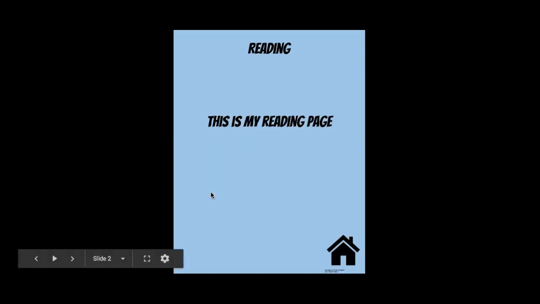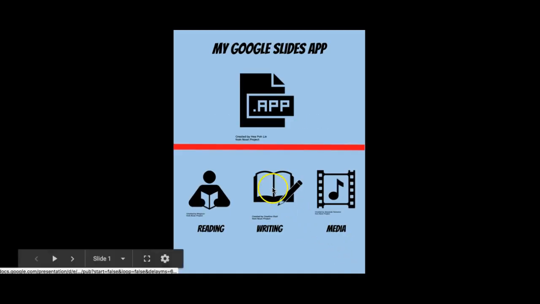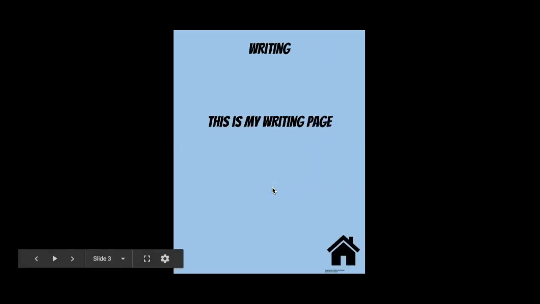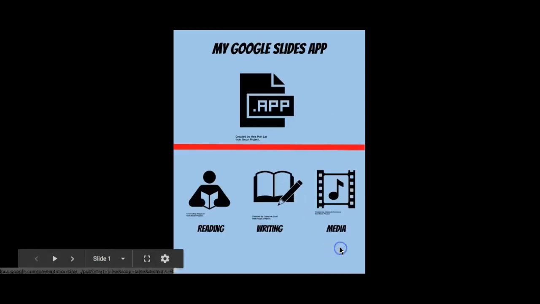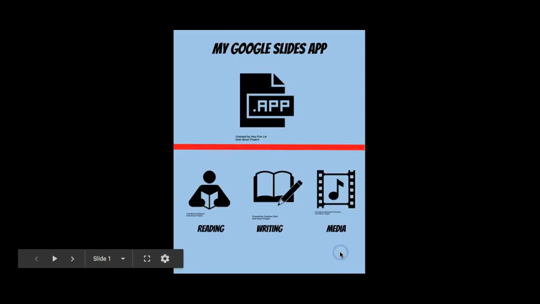And this is my reading page, and I can click on my home button to go back to the home page. I could click on my writing button to take me to my writing part of my app. I can go back to the home screen, or I can click on media and that'll take me to my media page and go back to the home screen. So essentially what I've done here is just create links to different slides within Google Slides itself.